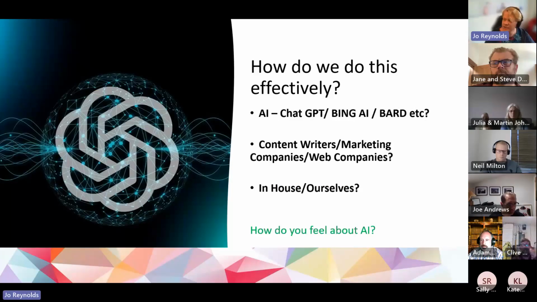So question: how do we do this effectively? Who here has started to use AI? Who's used ChatGPT? Yeah, how have you found it, Adam? If you use it as the right tool with the right prompts, it does a reasonable job, but you do still have to edit and review what it produces. If you rely on it just to churn stuff out, it can make some horrendous mistakes.